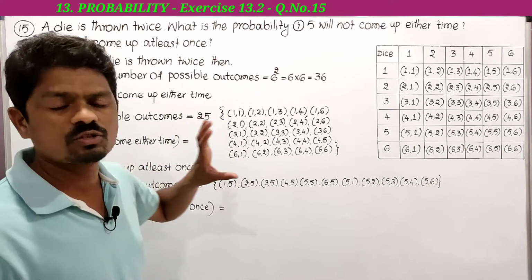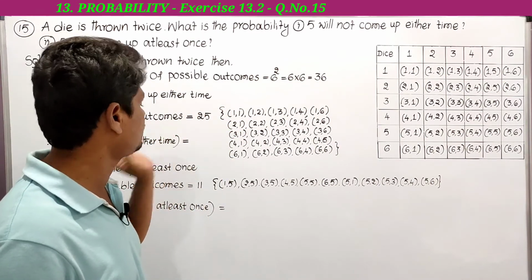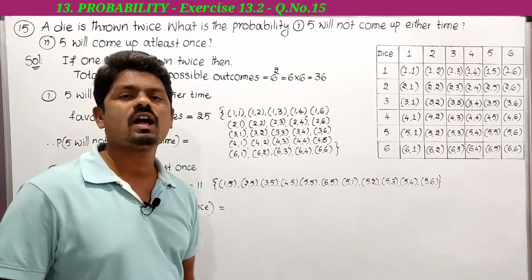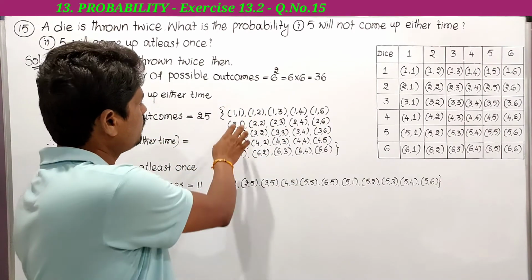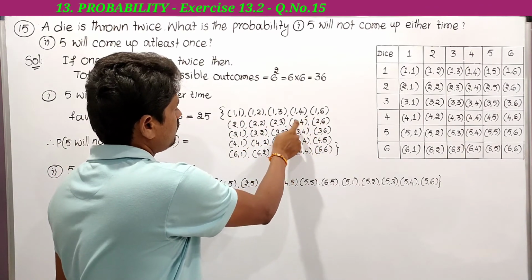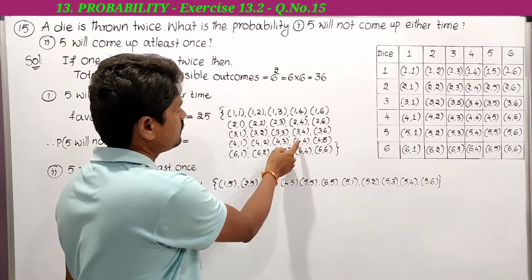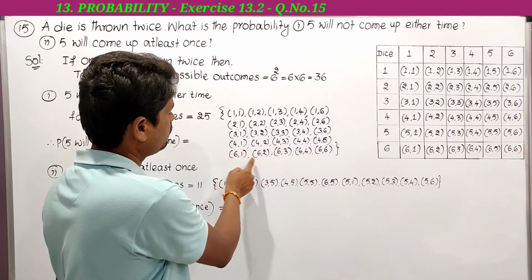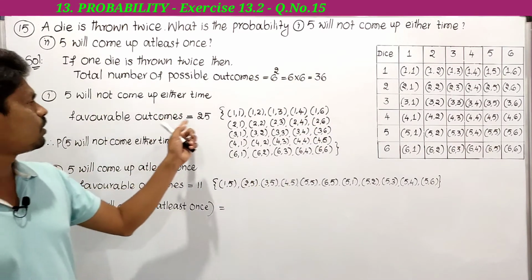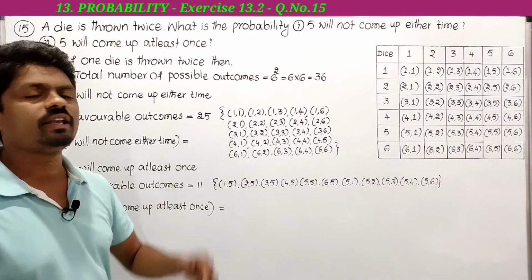So these are the possible outcomes where 5 will not come up either time, that is, outcomes in which 5 does not come even once. Let us see how many there are in total: 1, 2, 3, 4, 5, 6, 7, 8, 9, 10, 11, 12, 13, 14, 15, 16, 17, 18, 19, 20, 21, 22, 23, 24, 25. So here favorable outcomes for the event 5 will not come up either time equal to 25.